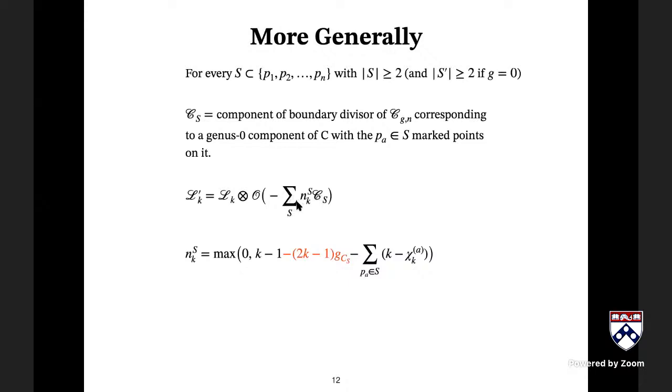Then what we're supposed to do is twist by some multiple of C sub S summed over all such subsets. You twist by this multiple of the corresponding component of the boundary divisor, where these integers are given by this expression over here. And rather perversely, I've thrown in what the formula would be if this component C sub S had genus bigger than 0. I threw that in only to show you that you might as well restrict yourself to genus 0, because if g is bigger than 0, then the max here is always 0, and you're not twisting by that component. So we might as well restrict our sum to genus 0, to degenerations of the curve where one of the components has genus 0.